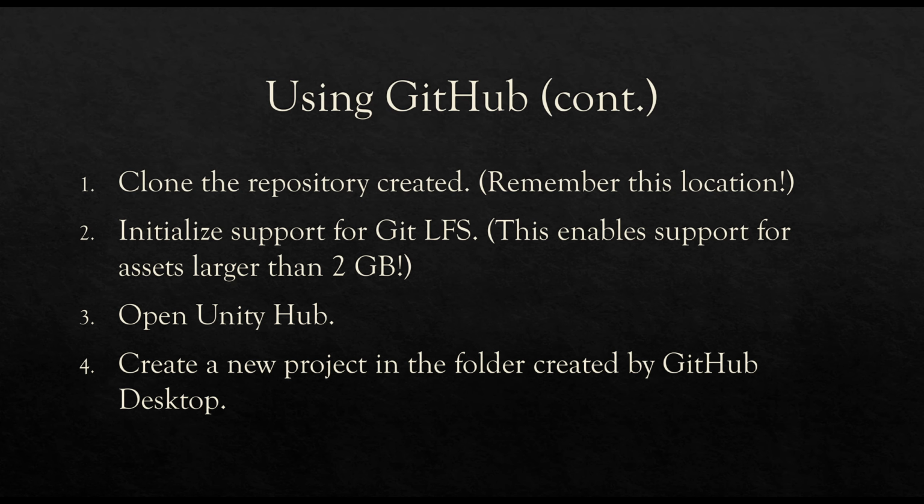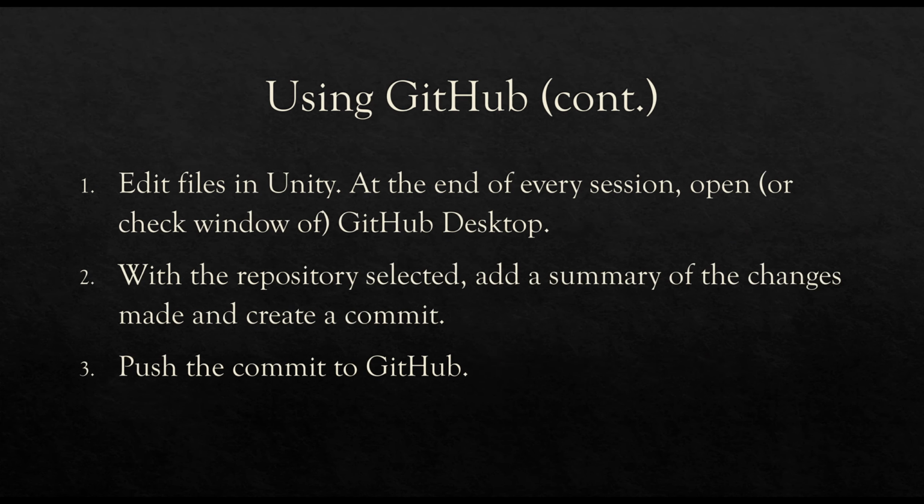We want to initialize support for Git LFS, large file support. This enables us to use assets larger than 2 gigabytes. It will be particularly important if we have a large number of assets, again, large models or other things we may want to use with GitHub. We want to then open the Unity Hub once all of the GitHub stuff is done, and create a new project in the folder created by GitHub. So again, remembering the location from step 1 on the slide, creating a new project in that folder. Finally, edit files as we normally would in Unity.